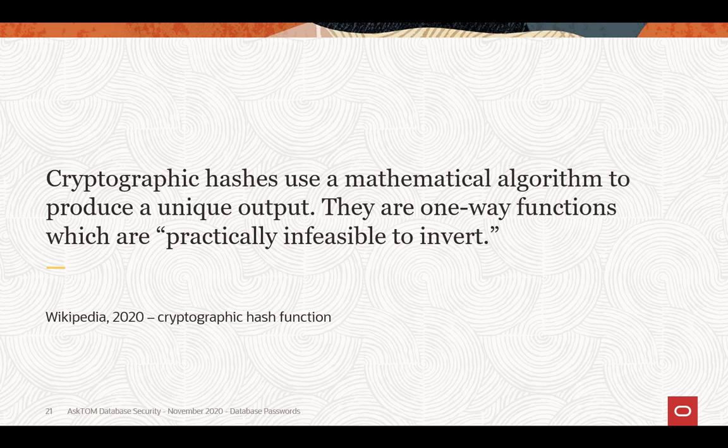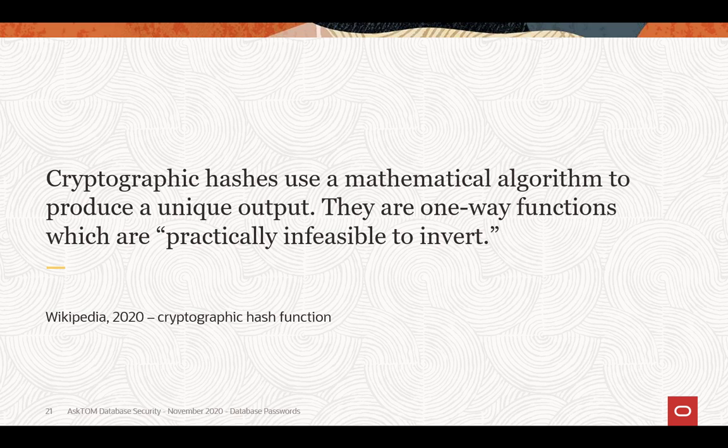Hashing is 1-way. I run something through a mathematical algorithm that receives a certain input, applies a cryptographic algorithm to hash it, and it spits out a unique value, which according to Wikipedia should be practically infeasible to invert. In other words, I can't take a hash and from the hash figure out what the initial value was. Hashing is very commonly used for passwords.